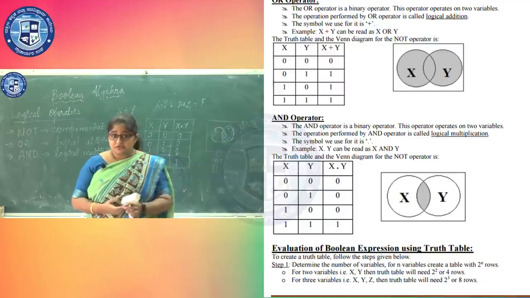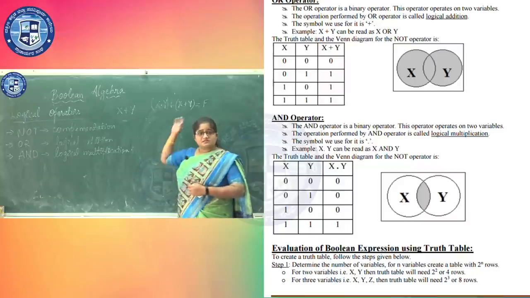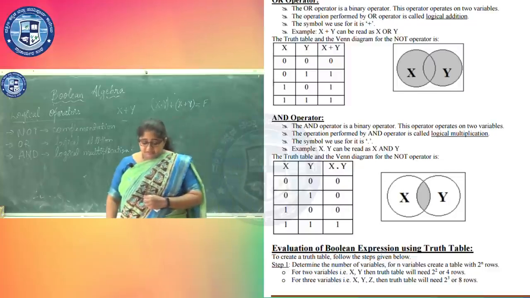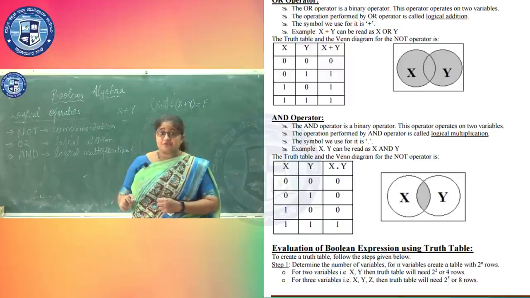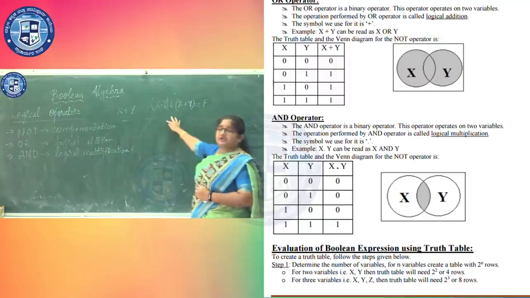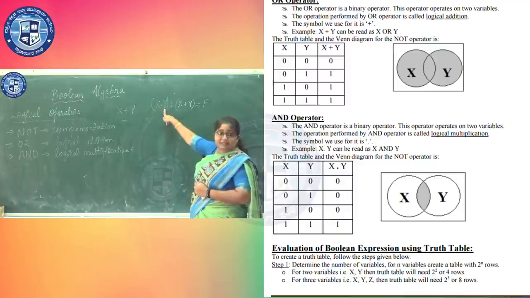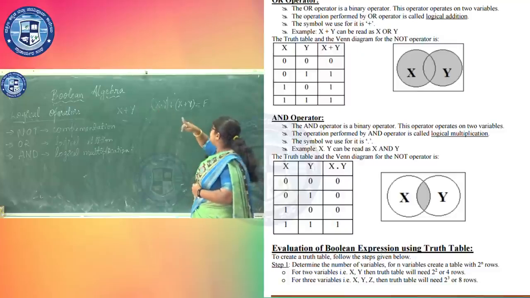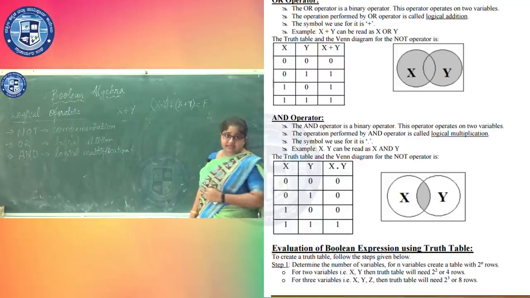If we want to create a truth table, what do we have to do? We have an expression here. The first step is, determine the number of variables. If there are n variables, then we will have to have 2 to the power of n rows. So how many variables do we have in our expression? We have a variable x and we have a variable y, only that. So we have got 2 variables in our expression.